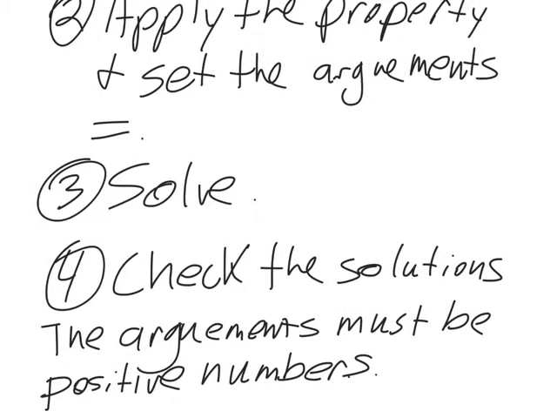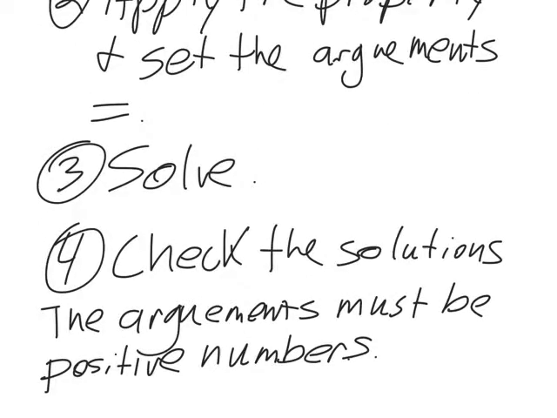We want to check the solutions, and what we're checking for here is that the arguments must be positive numbers. So when you plug the solutions back in, you have to get positive numbers in the arguments. You don't have to do a full check, but you do have to check for that. Okay, we don't want negative numbers or zero in the argument. All right, let's take a look at an example.